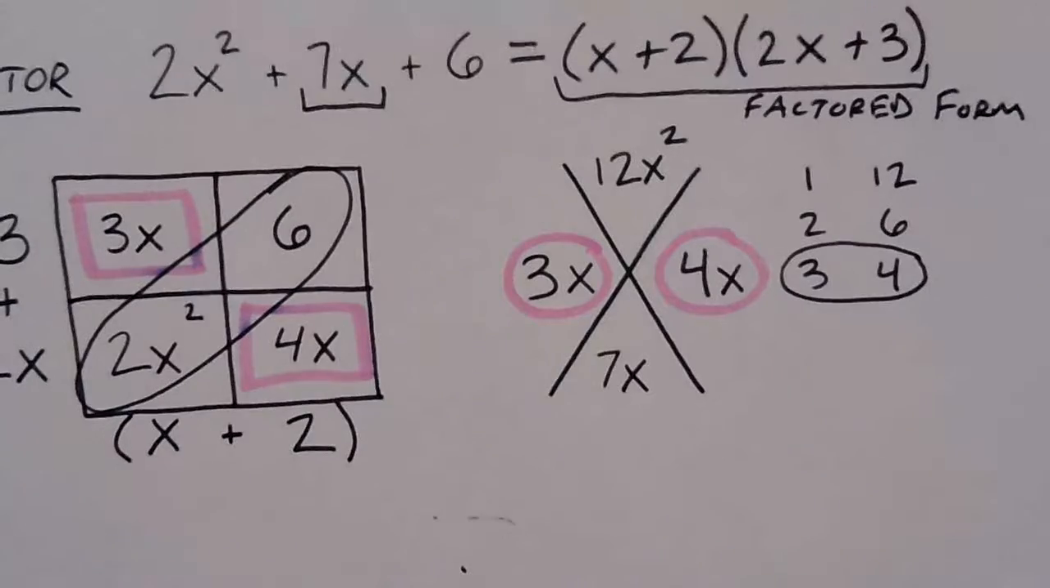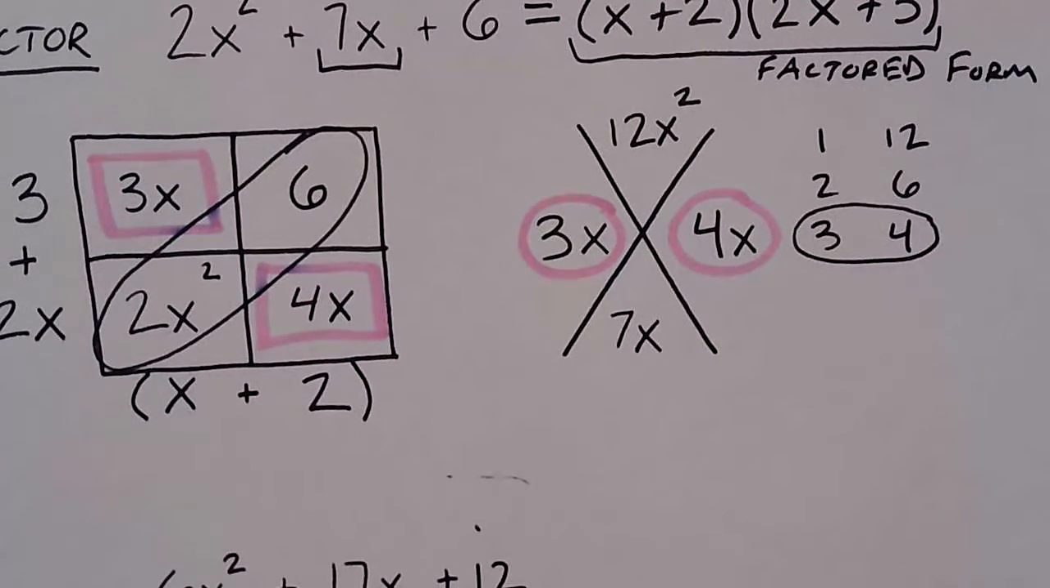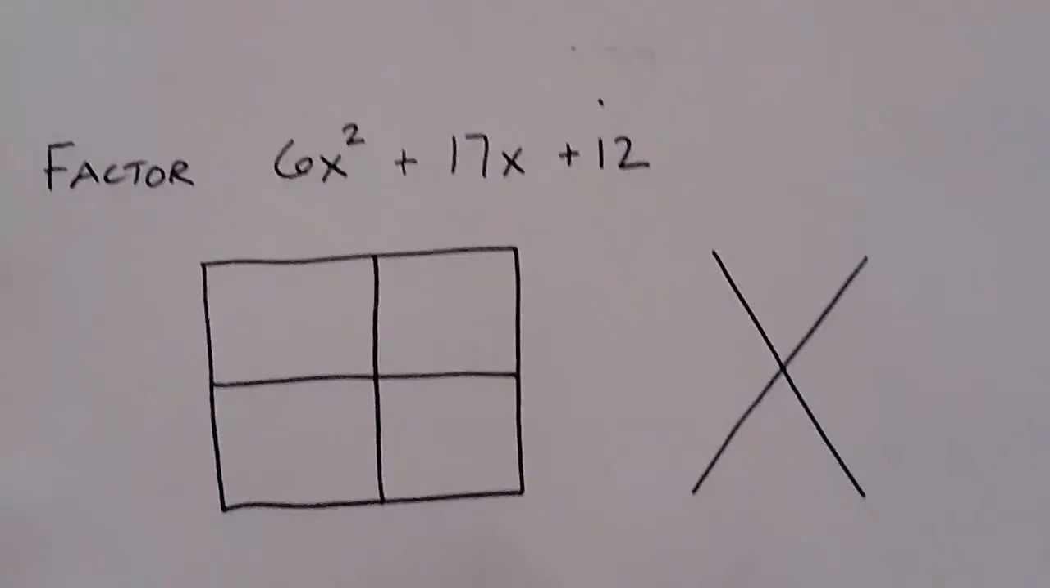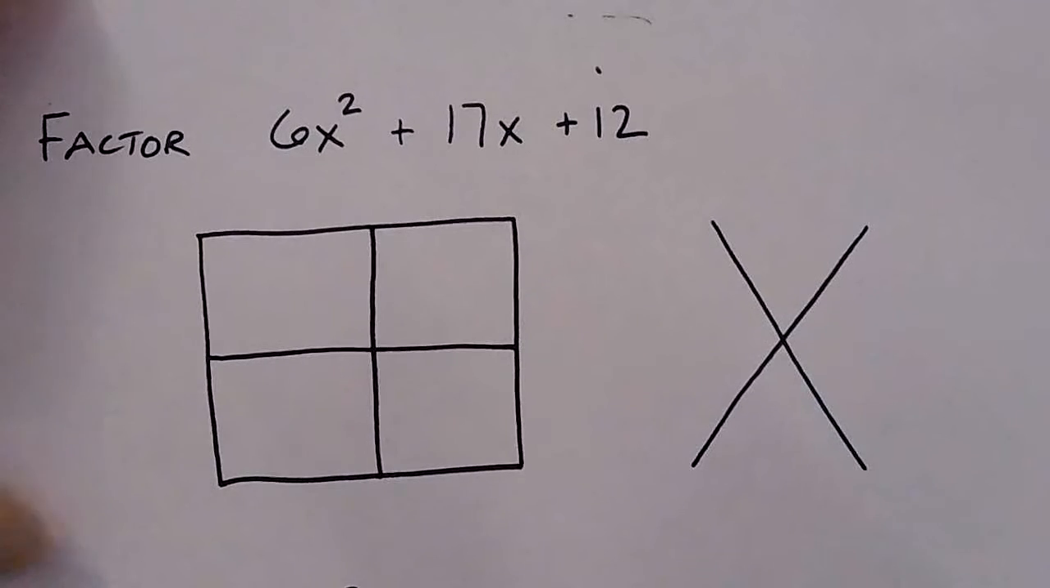Let's slide that over so you can see that factored form. All right, let's look at another quadratic. Factor 6x squared plus 17x plus 12.